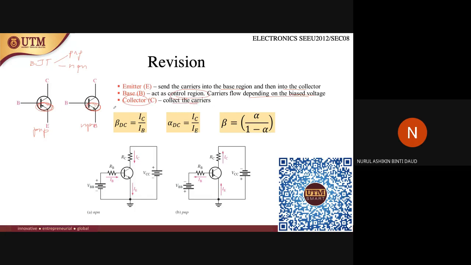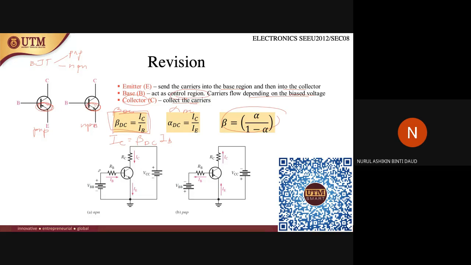And also you should know beta DC and alpha DC, and how to calculate them. This one is very important because you will use it for circuit analysis calculations. This is also known as IC equals beta DC times IB.